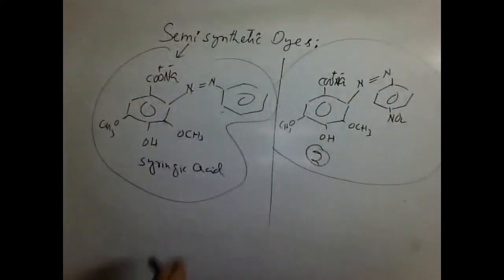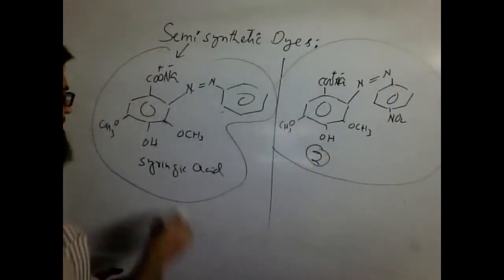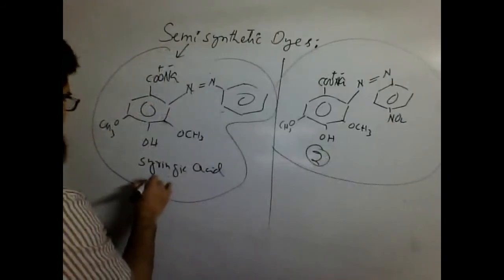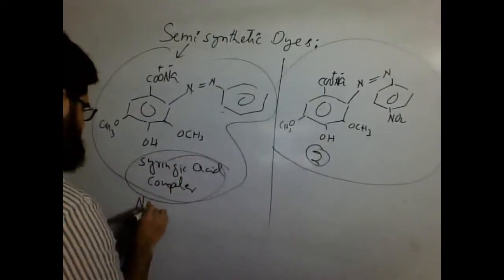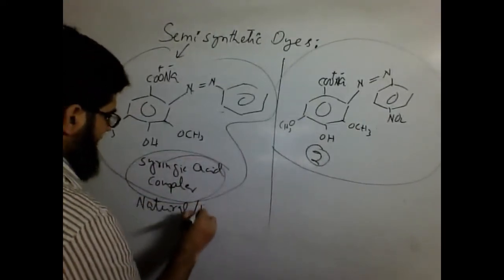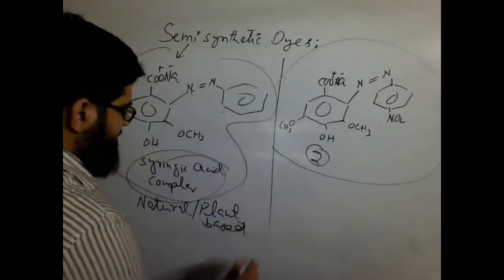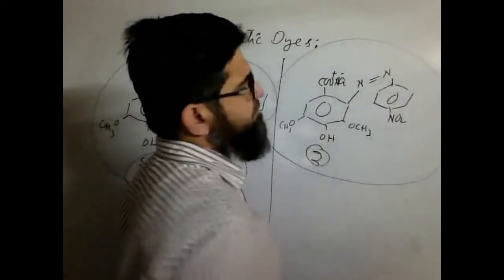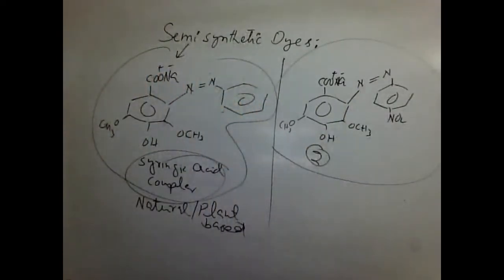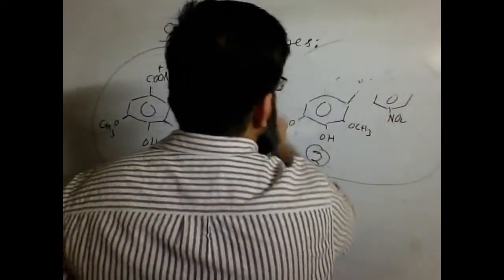Okay. What is happening over there? The coupler is the same. The coupler, that is syringic acid, is acting as a coupler, and it is natural. It's plant based. They are using it as a coupler. They are bringing in some sort of diazonium salts. So it's a dye number 2 which has been generated from it. Same concept they have applied again.